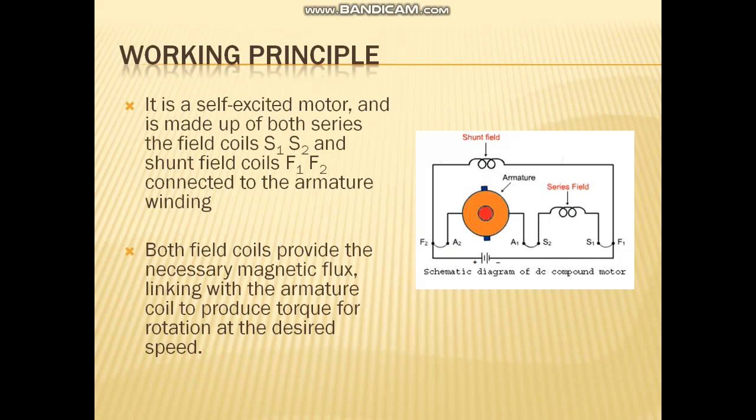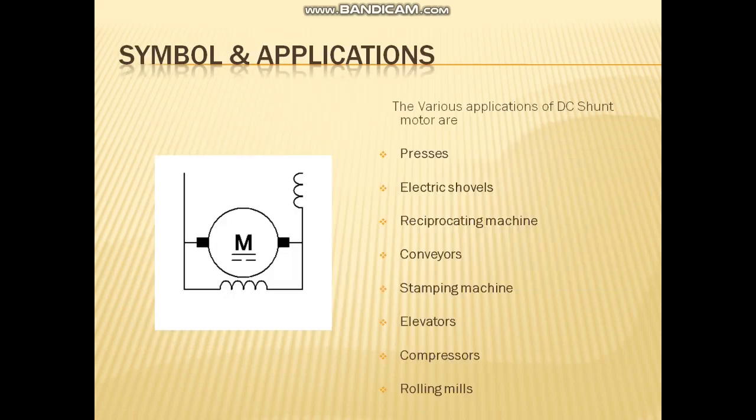Coming to the working principle of the DC compound motor, it is a self-excited motor and is made up of both series field coils S1, S2 and shunt field coils F1, F2 connected to the armature winding. Both field coils provide the necessary magnetic flux linking with the armature coil to produce the torque for rotation at the desired speed. The symbol used to represent the DC compound motor is shown in the figure. It comprises the armature and the field windings, one connected in parallel and another in series to the armature winding.